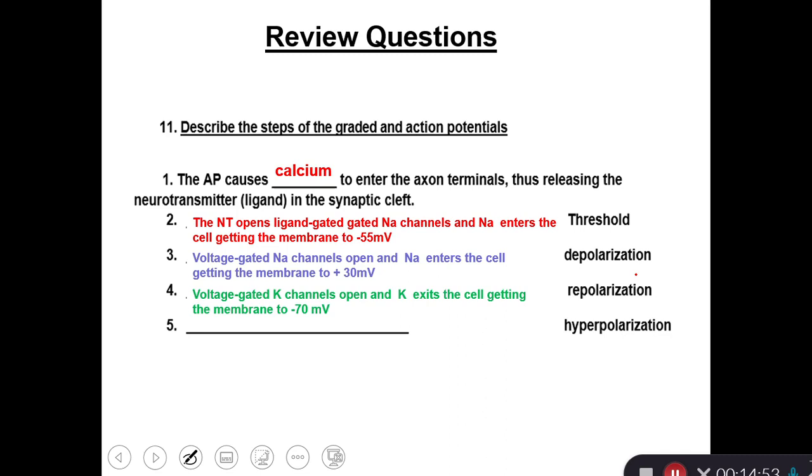But because the voltage-gated potassium channels are very slow, they will continue to exit. The potassium will continue to exit until the membrane becomes more negative than minus 70. Maybe it goes to minus 90 millivolt.